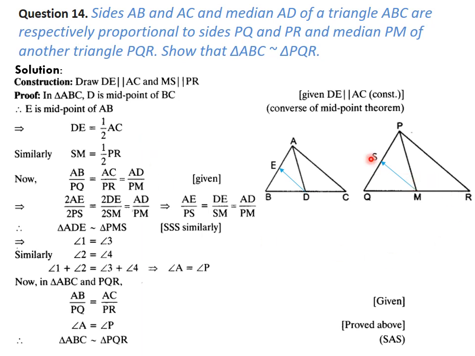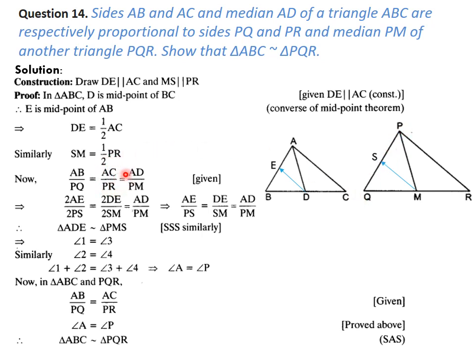Similarly, for SM, we can write down the same thing, that SM is half of PR and S is the midpoint of PQ. Now, this condition AB by PQ is equal to AC by PR and that is equal to AD by PM is already given in the question. From here, we can write down AB is equal to twice of AE because E is the midpoint. So AB is equal to twice of AE. Similarly, twice of PS is equal to PQ.